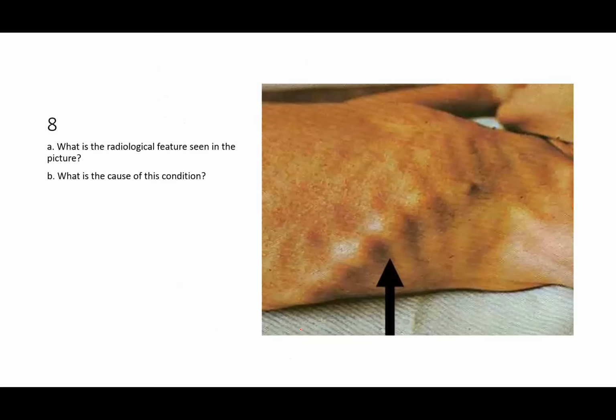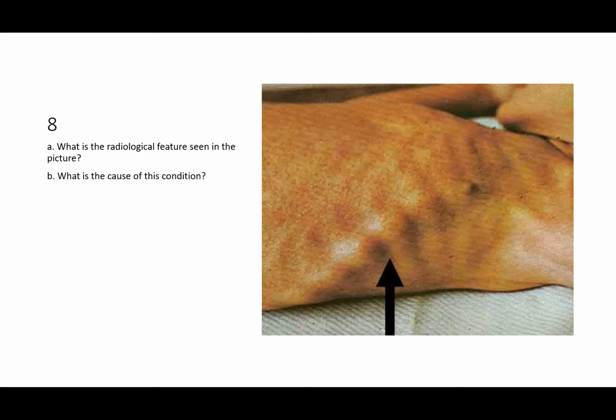Now, this picture, what is the radiological feature seen in the picture? You can see a child with prominence of bones, chest, ribs. Then the next question says, what is the cause of this condition? Now, this is rachitic rosary, a pathognomonic feature seen in rickets, which results from deficiency of vitamin D.